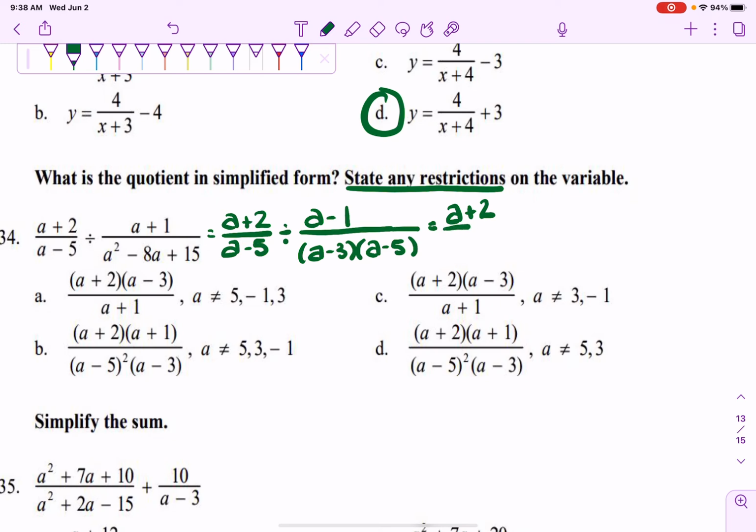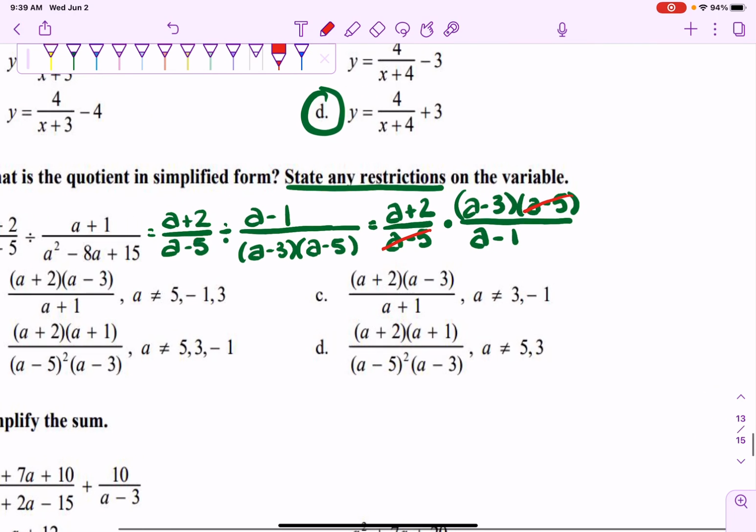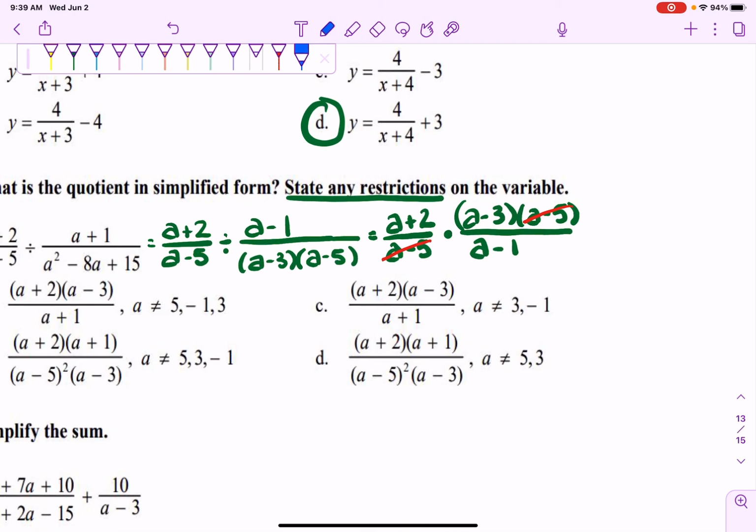Okay, then remember, whenever you divide a fraction, the first fraction stays the same. Division changes to multiplication. I flip the second one. Now, if I do that, there's a couple things I need to pay attention to. We can cross cancel like we can with fractions. So if I cross cancel, a minus 5 happens in the top and the bottom. That's the only one that does that.